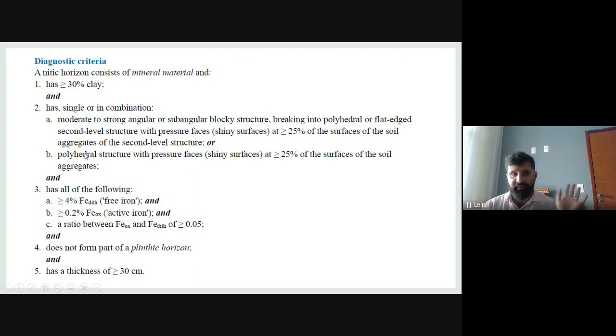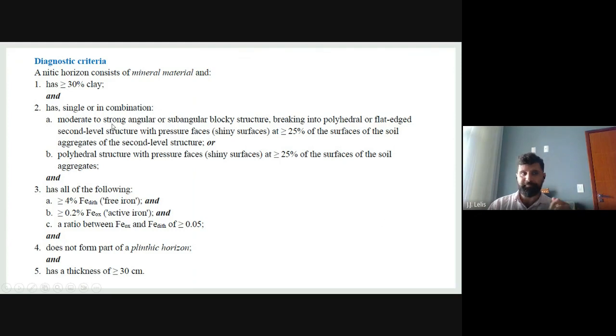Or it should present a polyhedral structure with these shiny surfaces and not present a block structure. Okay, so the nitic horizon couldn't be related to a granular structure or platy structure or prismatic structure. All the other shapes and types couldn't be identified in the nitic horizon because it should present this specific kind of structure, polyhedral or angular and subangular blocky. And of course, present a moderate to strong grade.